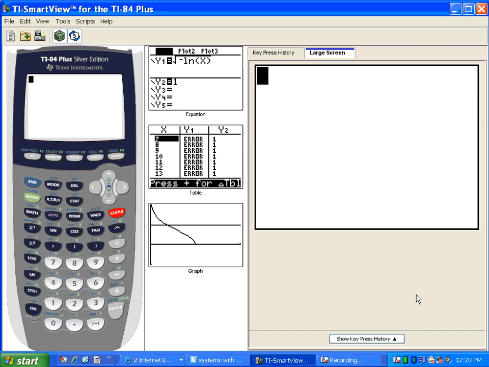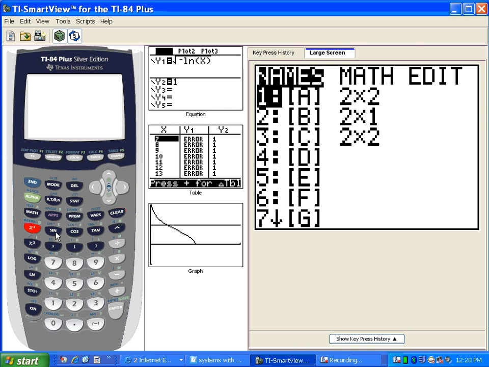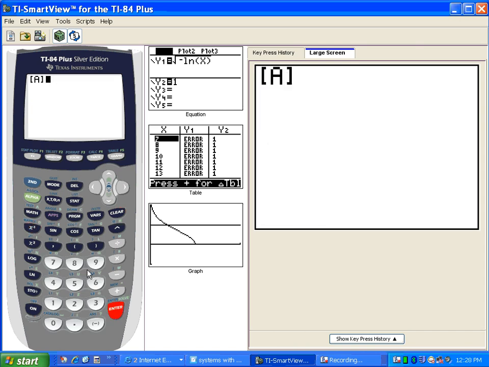I just got interrupted, so we're going to start over again. We're going to get to the matrix, second matrix. Matrix A is the one we want.